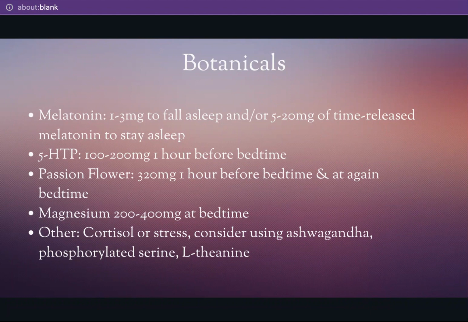So 5-HTP is a hormone that helps to increase your serotonin levels, which is a chemical messenger that affects your emotions, behavior, your appetite, and your sleep. So 5-HTP is a great one to use. And then passion flower is another one, can be pretty strong. But passion flower is another ingredient that I find to be helpful for sleep.